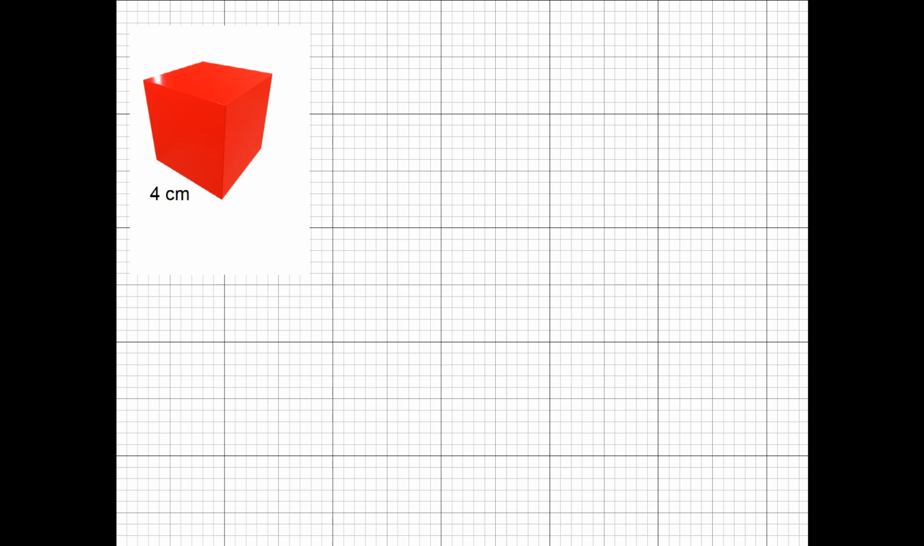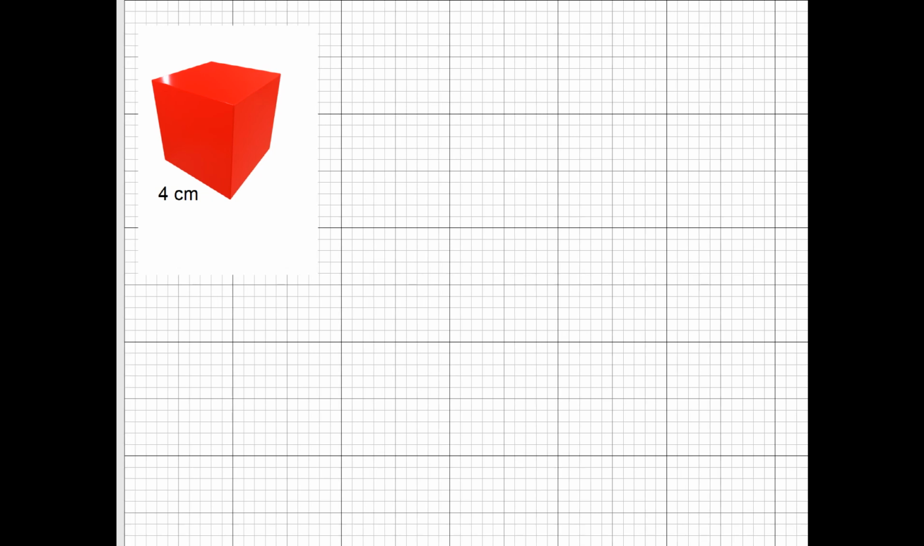The net of a shape is what you get when you unfold the shape flat, so you can see all of its faces as flat surfaces. For example, here we have a cube, and if we want to draw the net of this cube, we need to first of all picture what the net would look like, and then we can do it accurately.